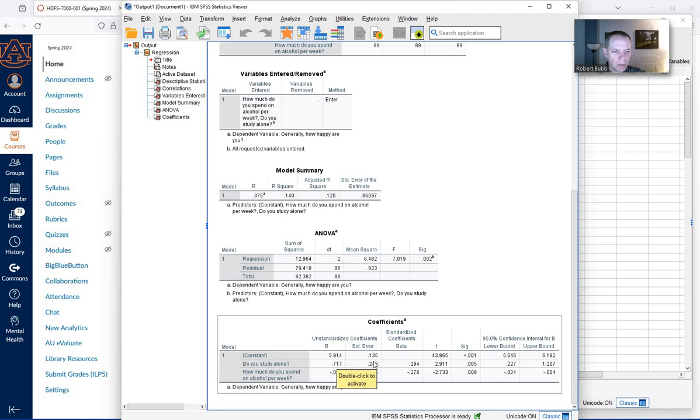Let's interpret the standardized coefficient. So the standardized coefficient here, again, is in terms of z-scores. So what we're saying here is that a student who studies with others is going to see an increase in happiness of 0.29 z-scores over those who study alone. What's nice about the standard scores is that you can compare them to other variables to get a relative weight of how that predictor variable is impacting your outcome.